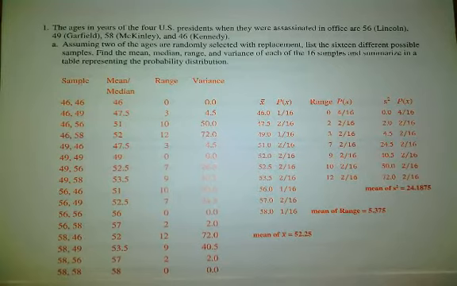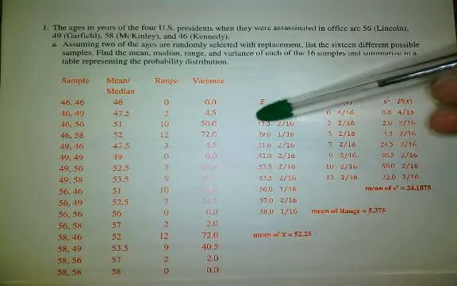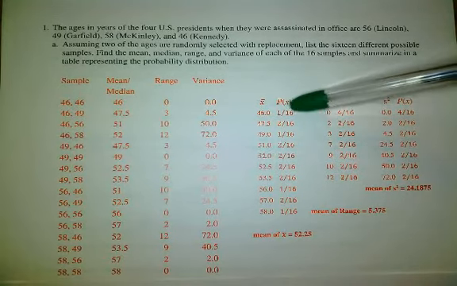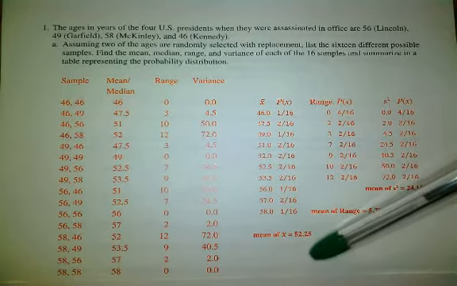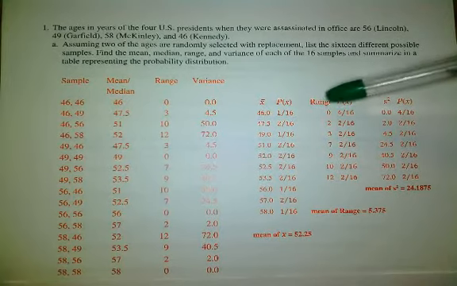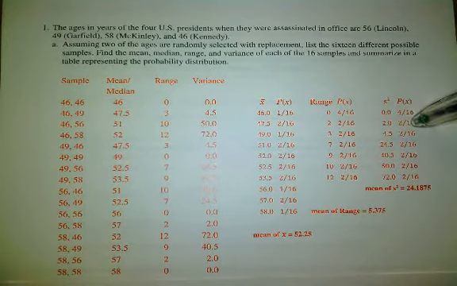Now, to find the mean of these frequency distributions or probability distributions, all we had to do was just basically multiply and then add them up. And so when you multiply each one of these times its probability and then add them all up, the mean of the sample means was 52.25. The mean of the sample ranges was 5.375. And the mean of the sample variances was 24.1875. And again, all you have to do is go this one times this one, plus this one times this one, plus this one times this one, and so forth.